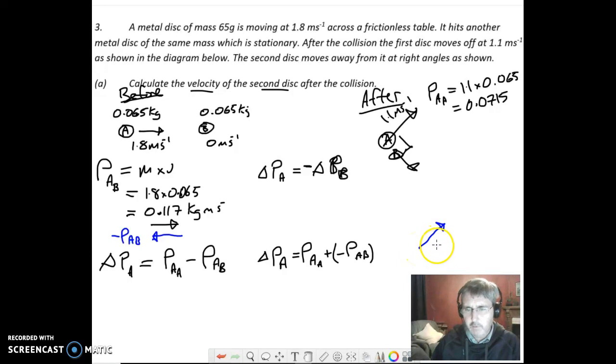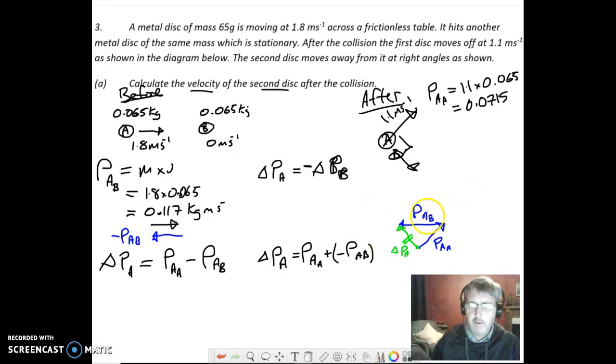Here's the momentum of A afterwards. So this is the PA afterwards. And I'm going to add the negative of PA before, because I add those two together, tip to tail, and then my resultant, or my answer, is the resultant of those two, which is going to be starting here and finishing here. This is my answer. And remember, my answer is equal to the change in momentum of A.